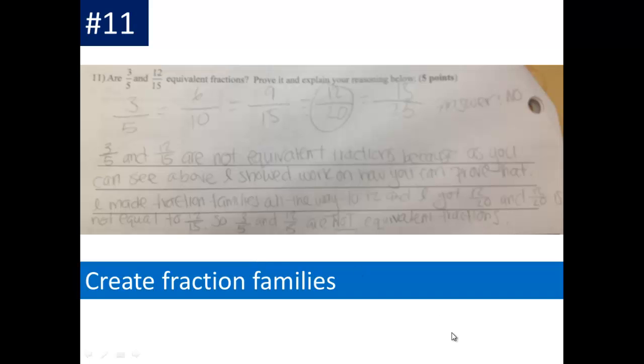Let's see what they wrote. 3/5 and 12/15 are not equivalent fractions because, as you can see above, I showed work on how you can prove that. I made fraction families all the way to 12, and I got 12 over 20, and 12 over 20 is not equal to 12 over 15. So 3/5 and 12/15 are not equivalent fractions. So a third way you could have tackled this problem was kicking it old school and creating fraction families.